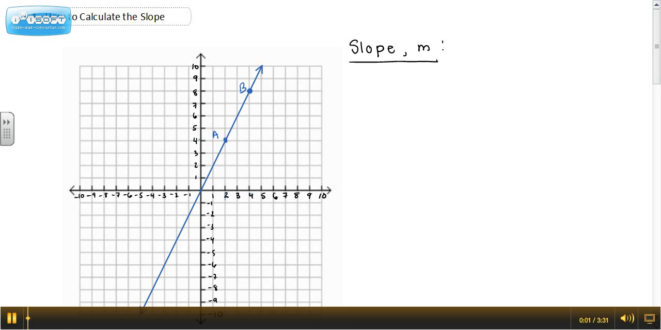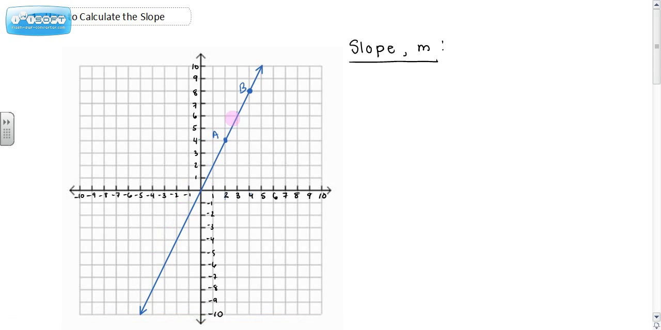Today we're going to talk about how to calculate the slope of a line. Here I've drawn a line in blue along the Cartesian plane. I've also chosen 2 points, points A and B, that lie on the line and they lie on top of grid lines, so I can easily determine its coordinates.